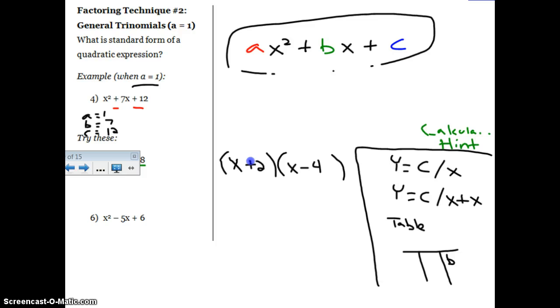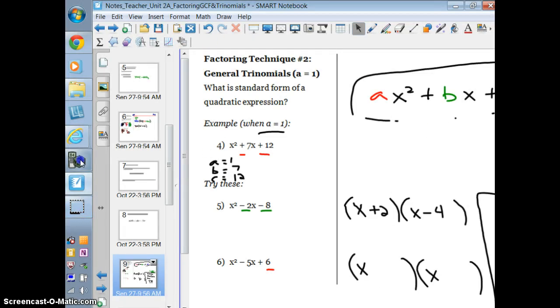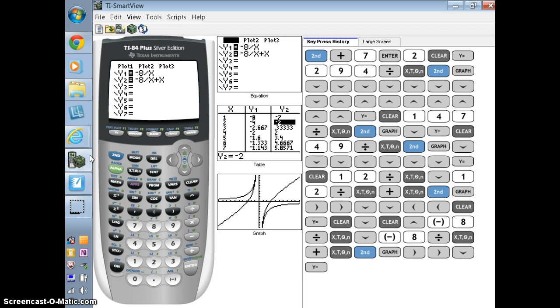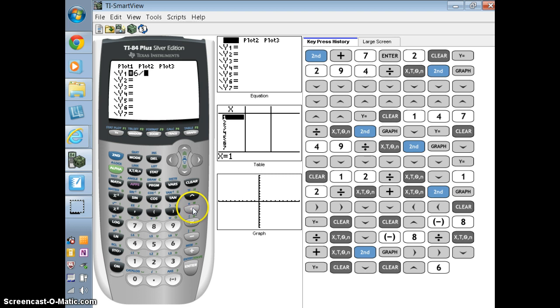Let's do number 6. Okay, it's x squared minus 5x plus 6. So I know where the x and the x are going to go, right? But I need to find the other two numbers. So I'm going to put the c value over x. So I'm going to go back to the calculator, and we're going to put y equals, so you're going to have 6 over x, and then 6 over x plus x.